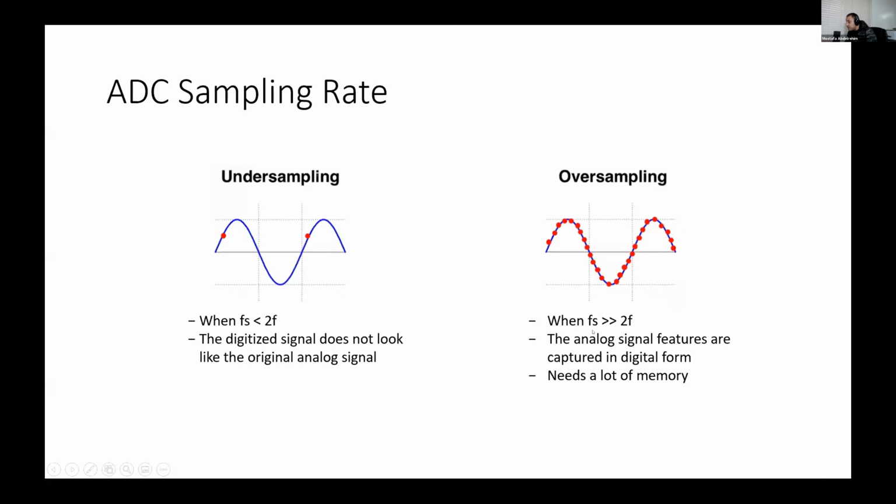Here, if you choose a sampling frequency much higher than 2F, that's okay. You get a very good sampling. I mean, you represent accurately the original signal, but you will need a big memory. And this is called oversampling. So we now need to choose a good value for FS, okay? Such that we don't have undersampling, which is bad in accuracy, and we don't have oversampling, which is accurate but bad in memory.